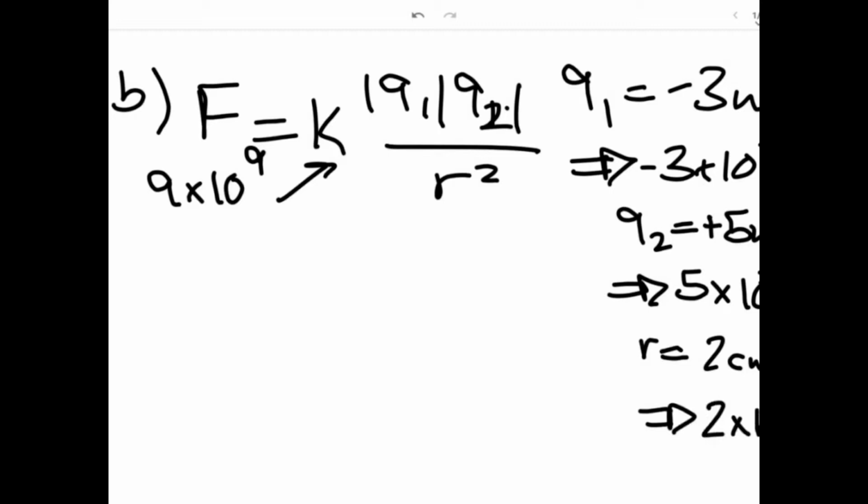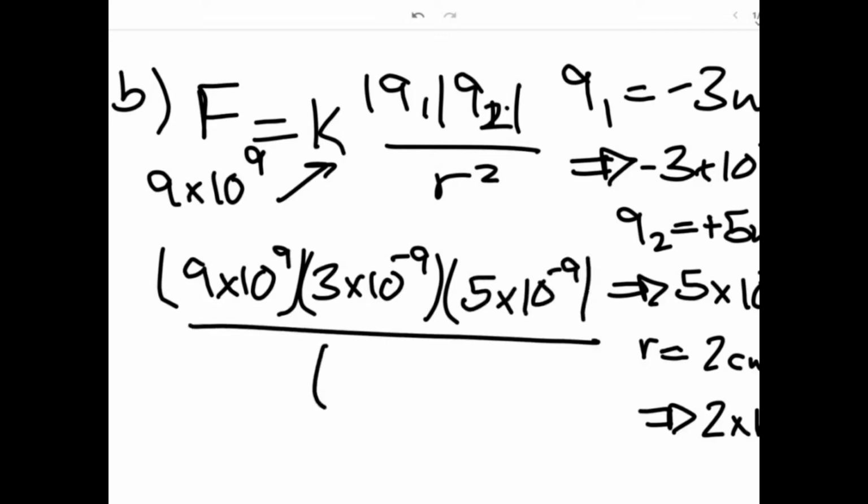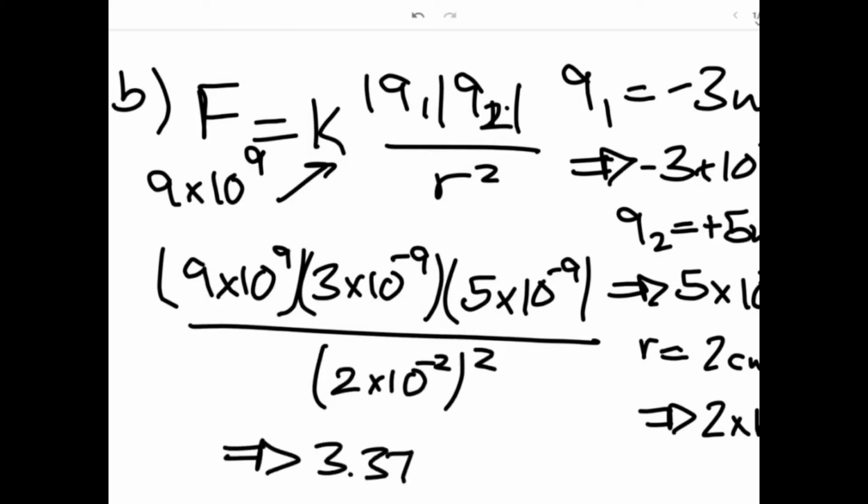Put that in the equation, you'll get 9 times 10 to the 9 multiplied by the absolute value of Q1, which is 3 times 10 to the minus 9. The absolute value of Q2 will give you 5 times 10 to the minus 9 over the distance between them squared, which is 2 times 10 to the minus 2 squared. All of that will give you 3.375 times 10 to the minus 4.